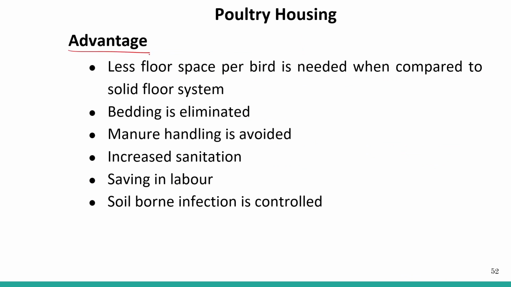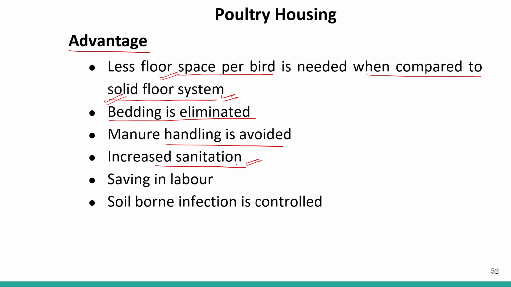Now what are the advantages of this type of housing? Less floor space per bird is needed when compared to the solid floor system. So there is less requirement of space if we are going for this particular system. Compared to the solid floor system, bedding is eliminated, so there is no requirement of bedding. Manure handling is avoided. There is an increase of sanitation, saving in labor, and soil-borne infections are also controlled. So these are some of the advantages over the solid floor system.